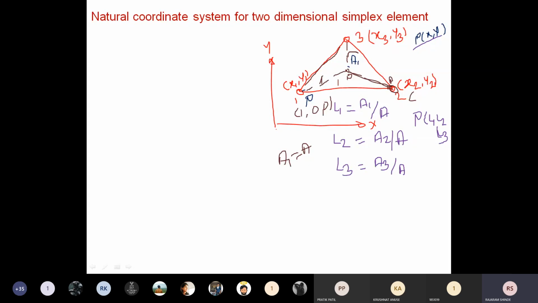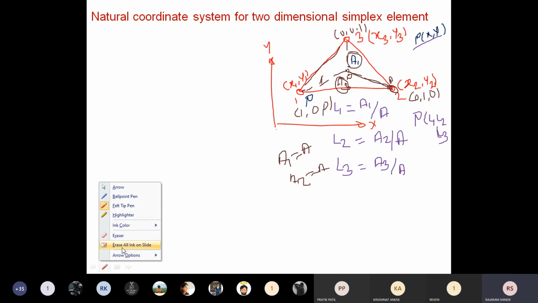this A1 will be 0 and this A3 will be 0 and A2 is equal to A. Therefore here the second natural coordinate is 1, and as A1 becomes 0, the first natural coordinate is 0 and the third natural coordinate is also 0. Now same thing will happen here. Here you will get 0, 0 and 1 as the natural coordinates of node number 3.